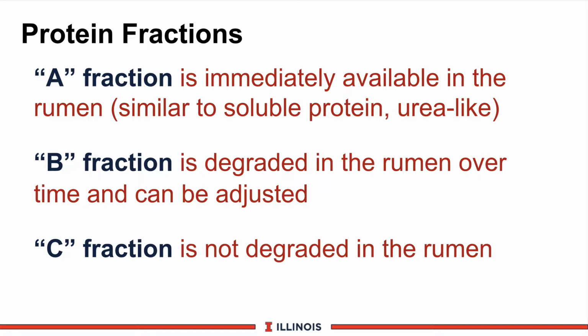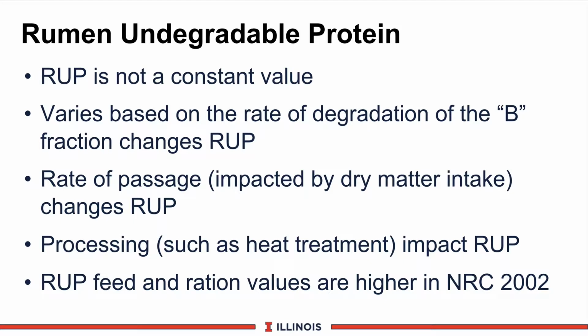The second fraction is the B fraction. This fraction is degraded in the rumen over time, and you can adjust that as a user, depending on the type of protein and the processing of that protein. More about that in just a few minutes. And finally is the C fraction, which is that fraction not degraded in the rumen. Part of this would be unavailable in the total tract, but most of it would be your rumen undegradable protein in this fraction. Let's look at the rumen undegradable protein portion first.